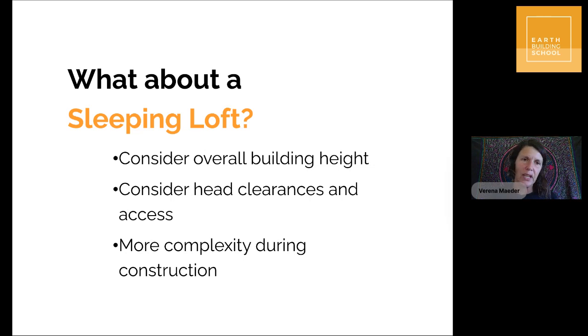And when you're designing with a taller building that has got space for a sleeping loft, I would really encourage you to think about the head clearances and access, and that already plays into what you're doing today with the roof plan, is like, where is the sleeping loft in comparison to your floor, and how do you get into the sleeping loft, and does that make sense in terms of your floor plan?